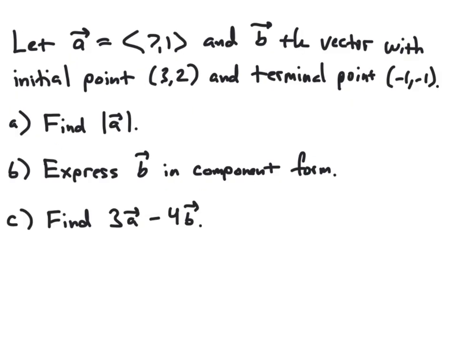Next, we want to let a be the vector with component form <7, 1>, and b the vector with an initial point of (3, 2) and terminal point (-1, -1). We want to find the magnitude of vector a, express b in component form, and find the difference 3a minus 4b. You can pause the video and try this example yourself, then resume the video to see the solution in a few seconds.